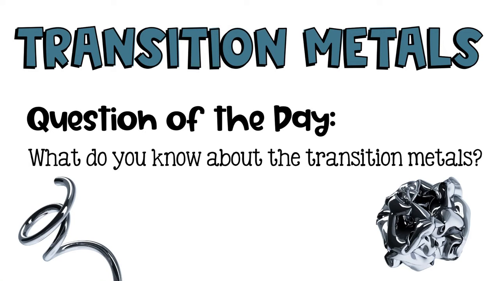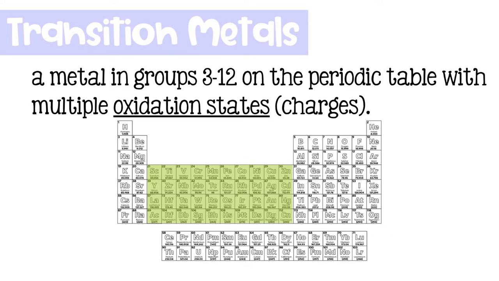Today we are going to learn about ionic bonding with transition metals. Our question of the day is, what do you know about transition metals? So, what is a transition metal? Transition metals are metals in groups 3 through 12 on the periodic table. So, they're in the D block.